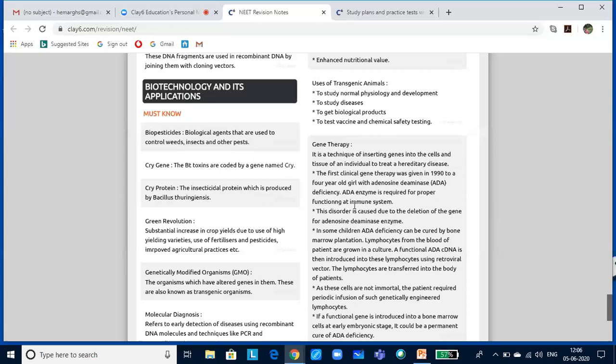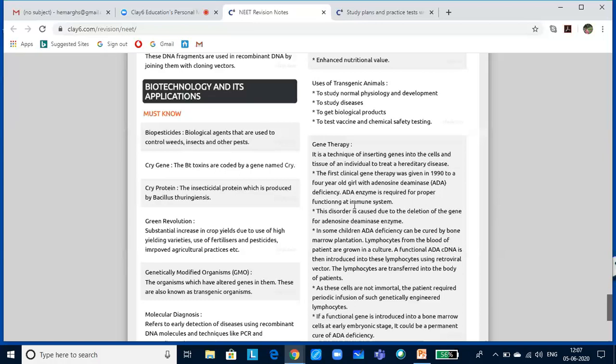Now let us look at gene therapy. Gene therapy is an attempt to cure hereditary or genetic diseases. Genes are inserted into a person's cells and tissues to treat the disease. The first clinical gene therapy was given in 1990 to a 4-year-old girl with adenosine deaminase deficiency, or ADA deficiency. This enzyme is required for the breakdown of deoxyadenosine into uric acid. In the absence of ADA, toxic deoxyadenosine accumulates and destroys the infection-causing immune cells called T cells and B cells. This disorder is caused due to the deletion of the gene for adenosine deaminase on chromosome 20.